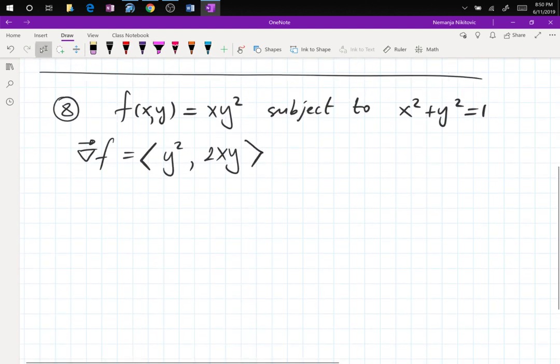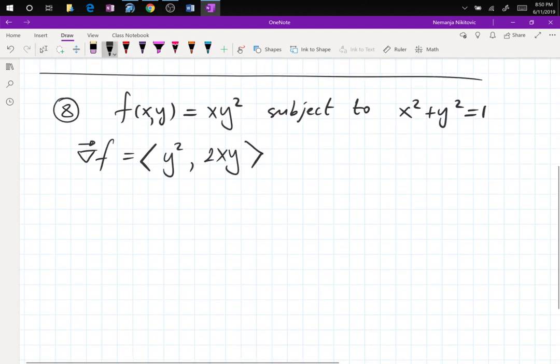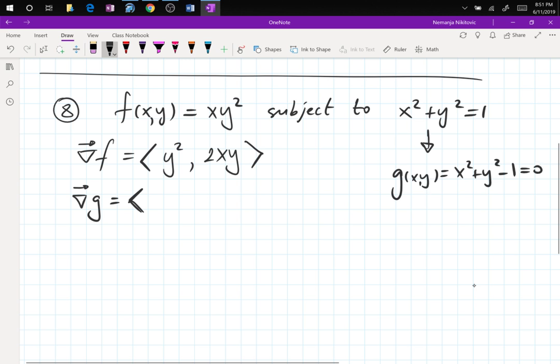So now, anytime you start Lagrange, the first order of business is to find del f and del g, and then we're going to stuff that in the equation and go from there. Now, guys, this is going to be your g. Your g of x y is going to be x squared plus y squared minus 1 equals 0. So you make it into implicit form, and then you just take the derivative across the board. So the partial derivatives are 2x and 2y, and we are done.